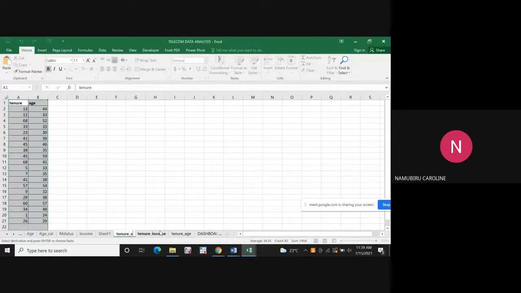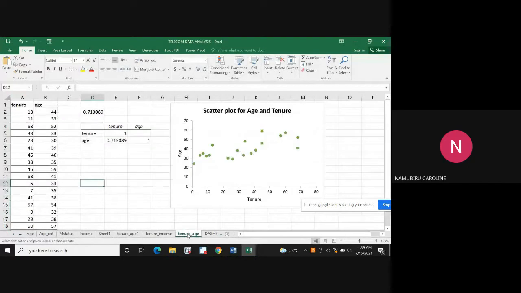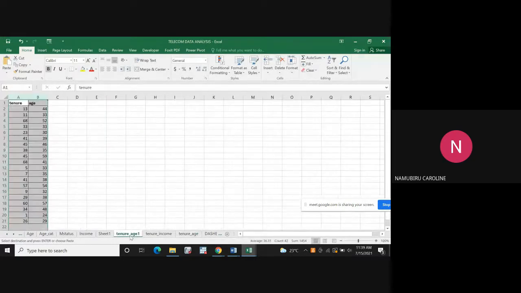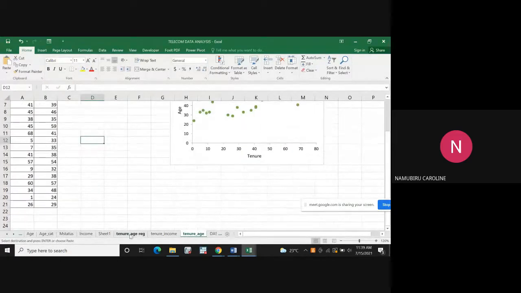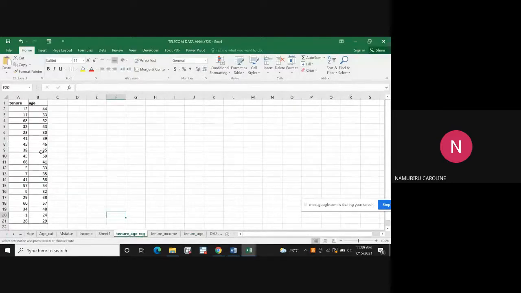We have tenure age already, so we shall rename it as tenure age reg, to mean regression, because you already have tenure age for the relationship. We can as well work here, but let's work in a new sheet. Have you managed to rename?